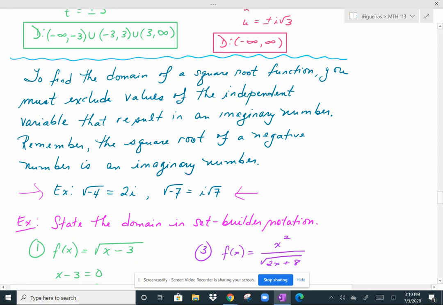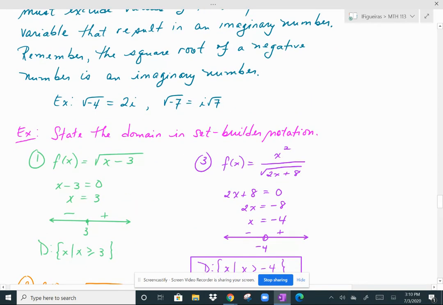So we're going to state the domain in set builder notation of the following. So I have here the square root of x minus 3. So the first thing you want to do is figure out where it is equal to 0. It is all right to take the square root of 0. Square root of 0 is just 0. You just can't have 0 in a denominator.